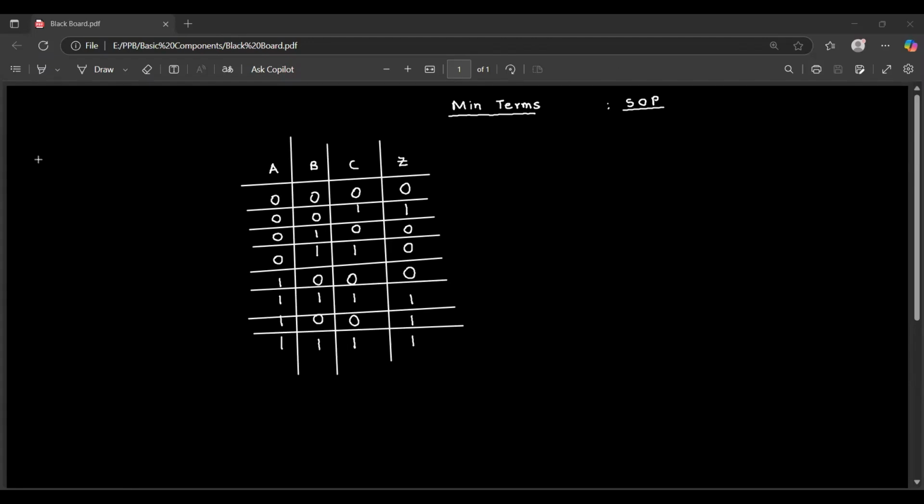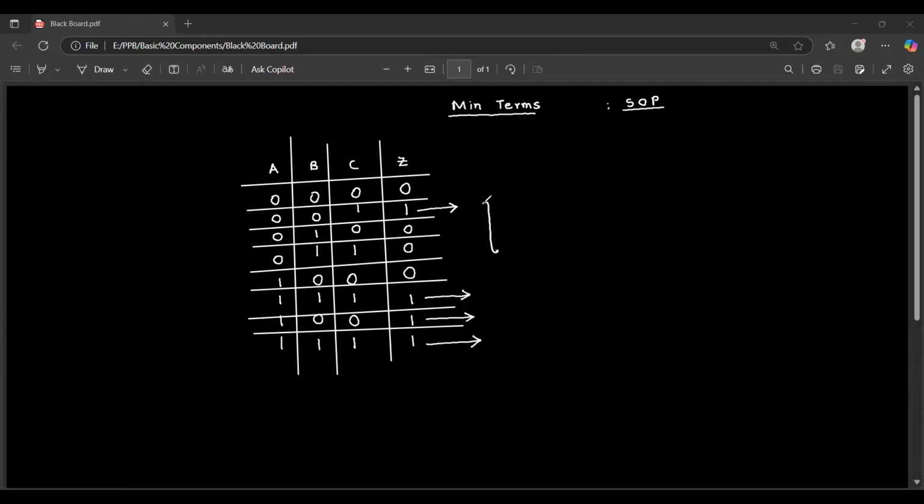If you look at this, you can clearly see there are three inputs, A, B, and C, and the output is given for each combination of input. What we are going to do here is choose all the combinations where the output is equal to 1. That's what we call the minterms. That's where we write down the minterm. The outputs are 1 here.